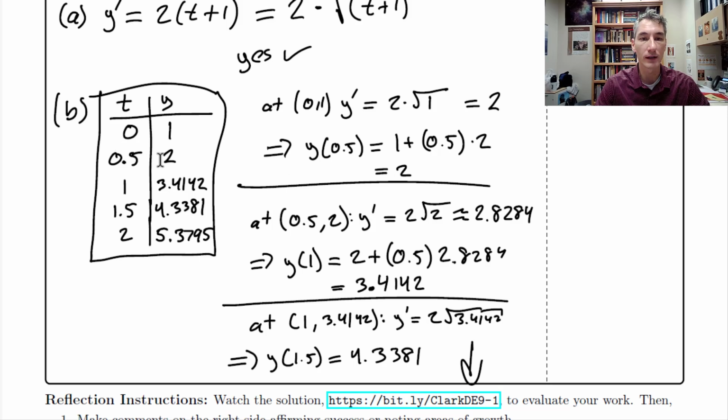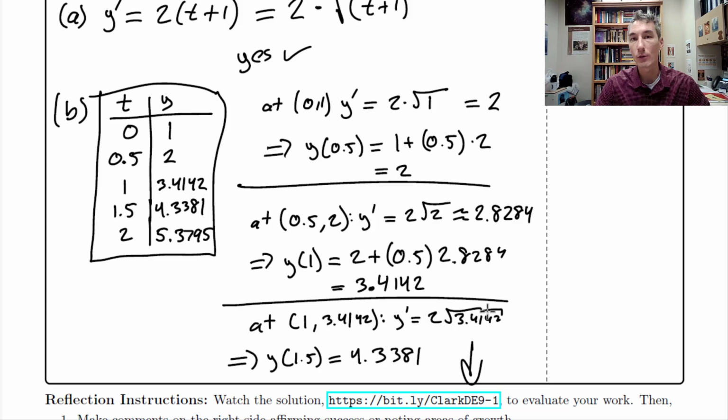So now my new point is the point (0.5, 2). Now I'm at the point (0.5, 2). I calculate the slope to be twice the square root of the y-coordinate, which is about 2.8. My new y will be 2 plus h times that slope, and I get 3.4142. Then I'm on to the next point. So I'm at the point (1, 3.4).